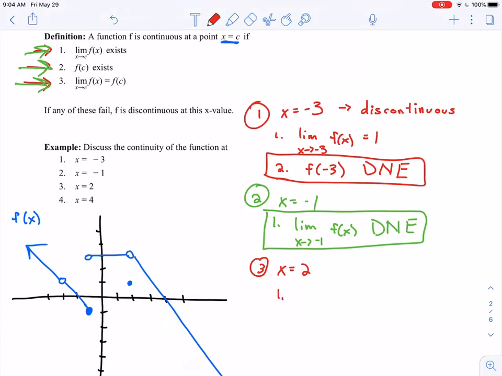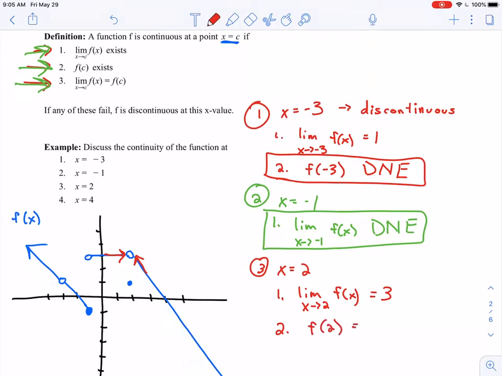So the first one says, does a limit exist? Well, what's the limit as x approaches 2 of f of x? So here, as I approach 2 from both the left and the right-hand side, I'm approaching that hole. That hole has a y value of, it looks like, positive 3. So okay, the limit exists. That's not a problem.